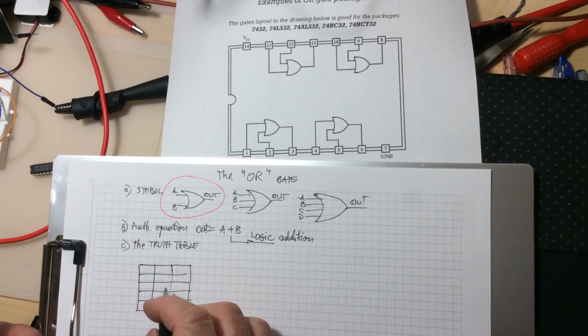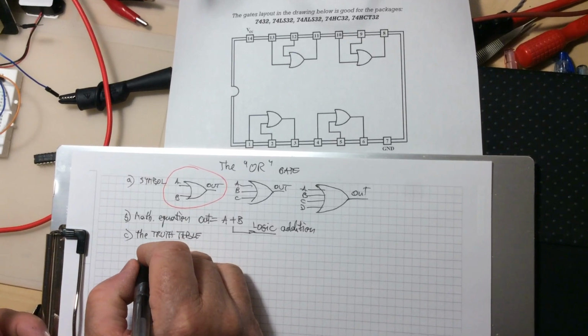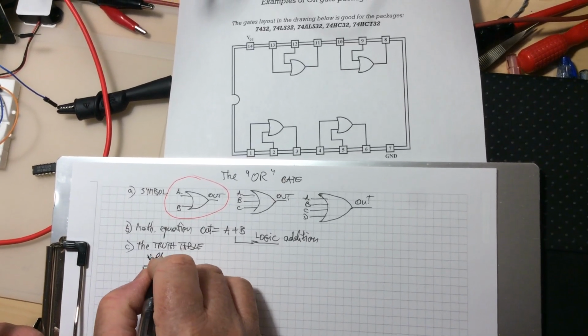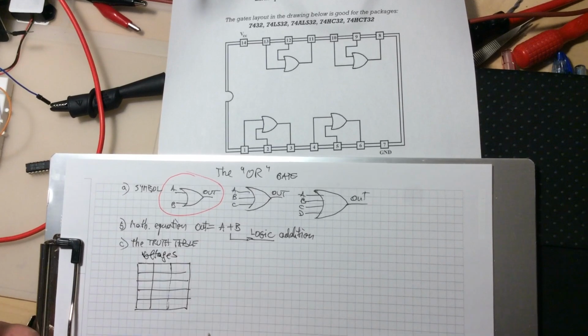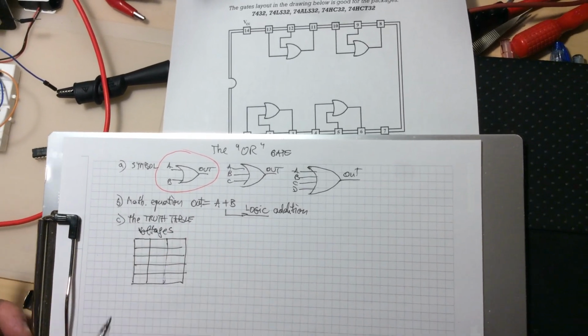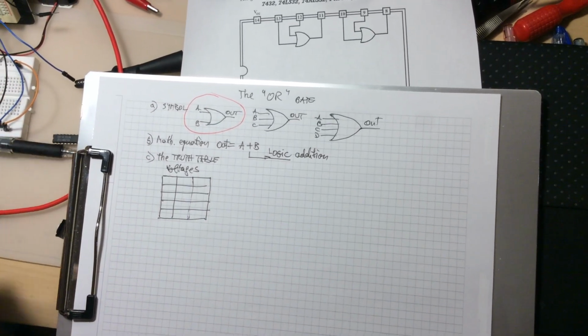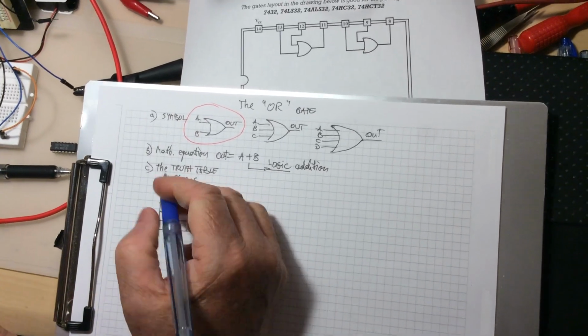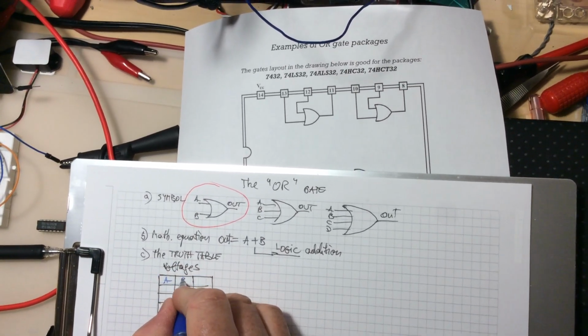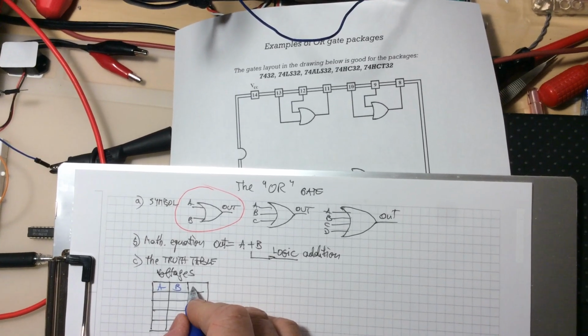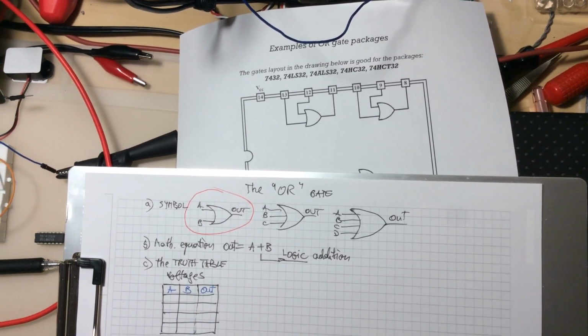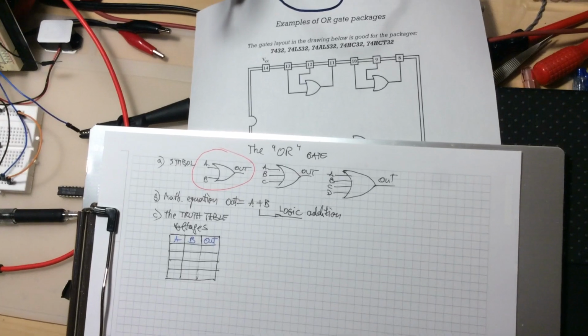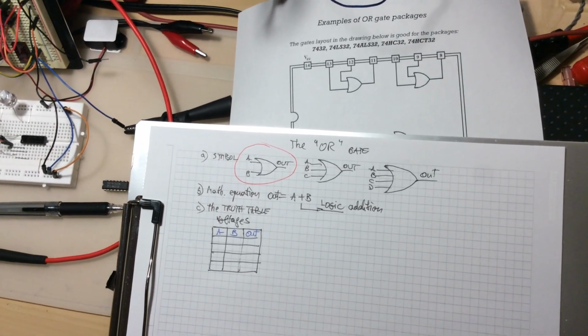And the first version we are going to draw is the one for voltages. Here is the input A, on the second column is the input B, and on the third column is the output. So in order to understand and to see what they are doing, we're going to take some measurements.